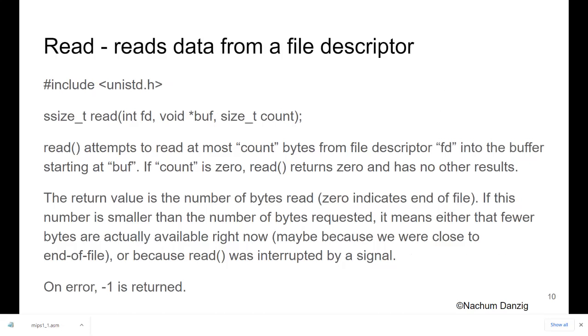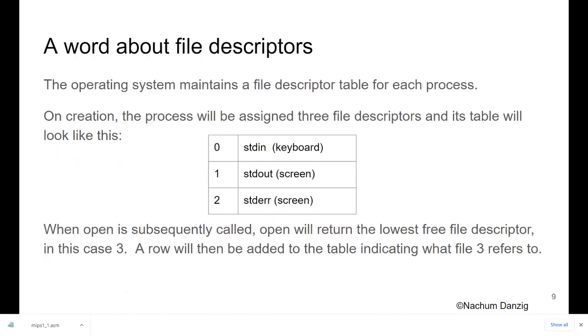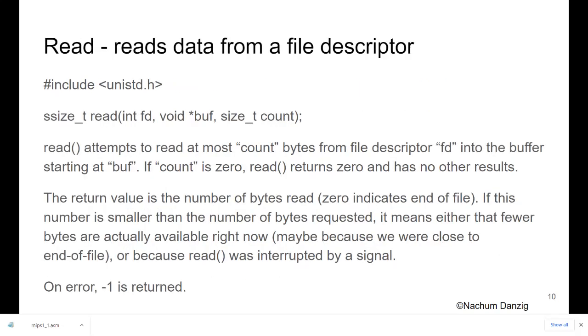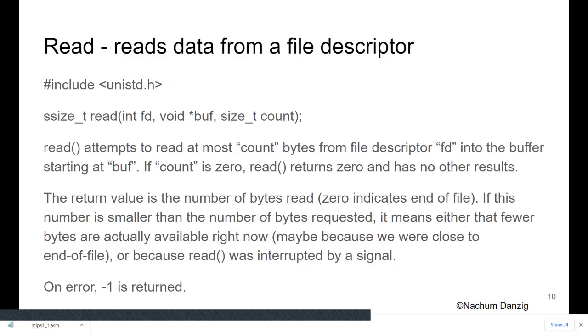We'll see. Reads data from the file. So we did open. The next thing we're going to do is read the file. We take the file descriptor that we got from the open. Now we're going to read from the file. So we don't specify the path anymore. We use the file descriptor that we got. And we have 2 more variables, which are quite obvious.